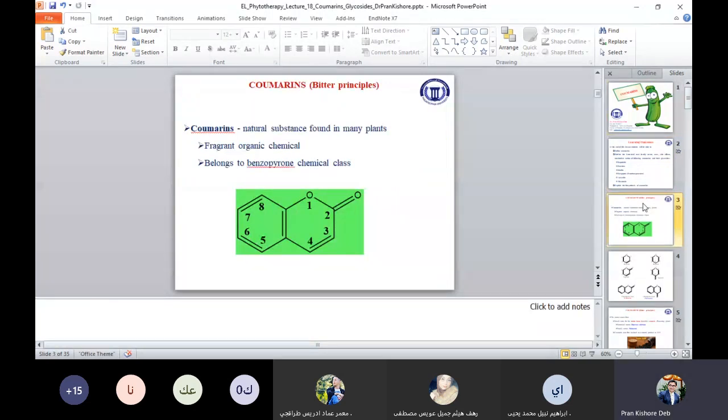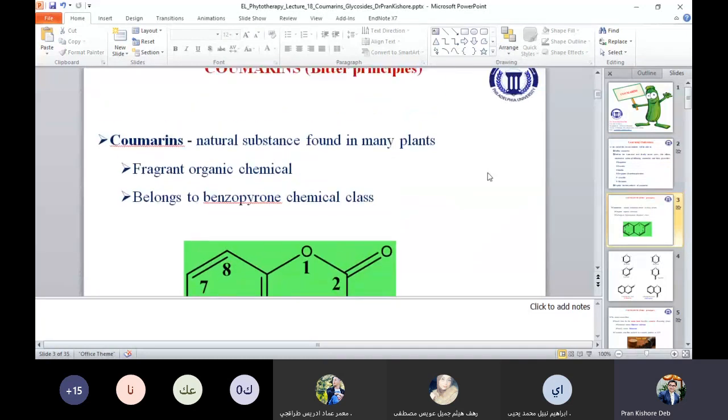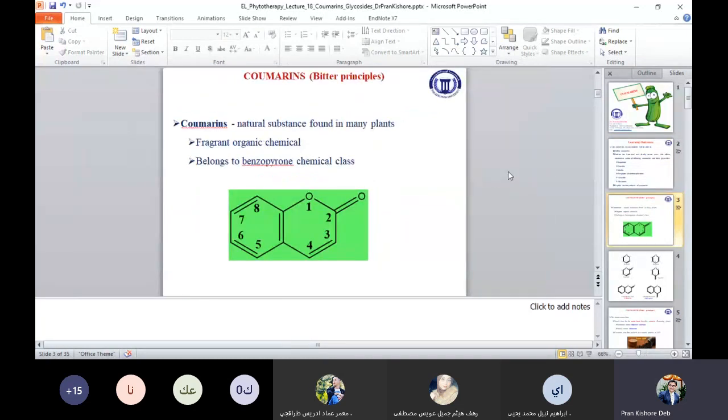Okay. So first we will see what is coumarin, chemically how they look like. Coumarins are one of the natural substances found in many plants, and they are fragrant chemical compounds. They have a particular characteristic smell, which means it is the smell of coumarin only. The smell is not related to any other smell. So they have a characteristic sweet smell. That's why they are known as fragrant organic chemicals.